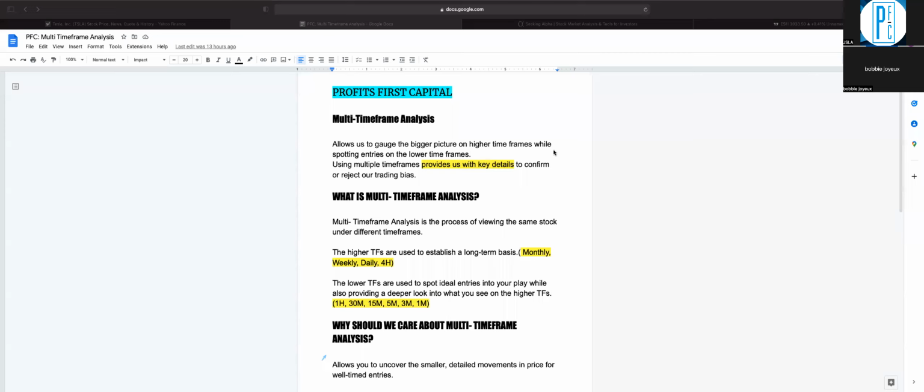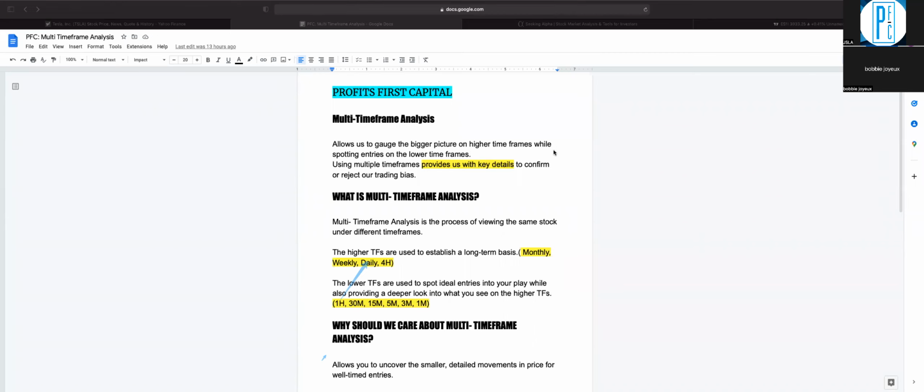Okay, so that's what we want to put in your notes. It allows us to gauge the bigger picture on the higher time frames while spotting entries on the lower time frames, right? Using multiple time frames provides us with key details to confirm or reject our trading bias. In simple terms, by using multi-time frame analysis, you have more context to support the reasoning for taking a certain trade. You're utilizing multiple time frames, which give you the key details that you need.